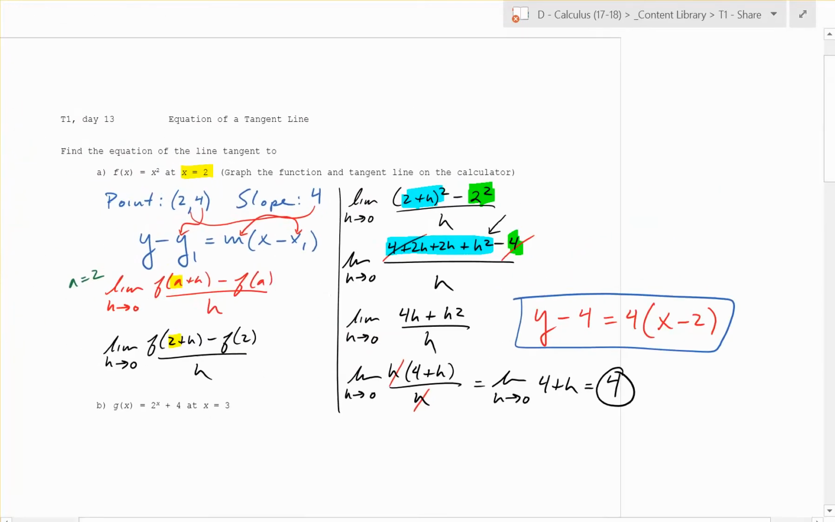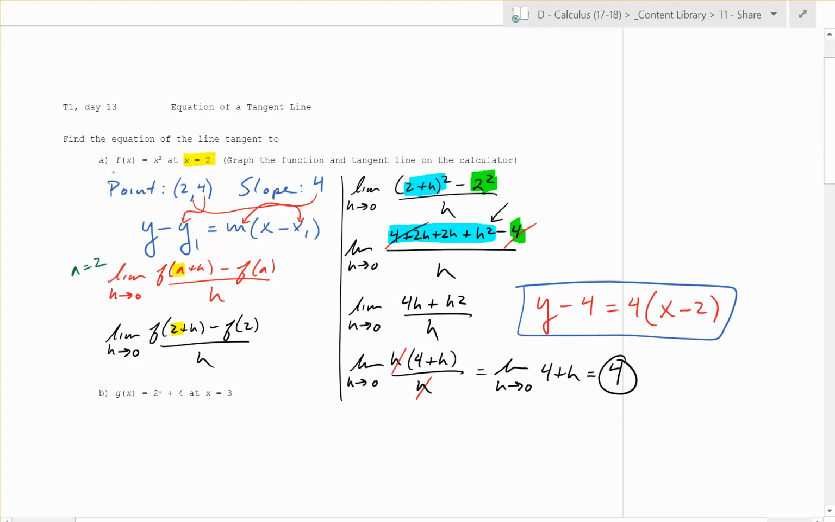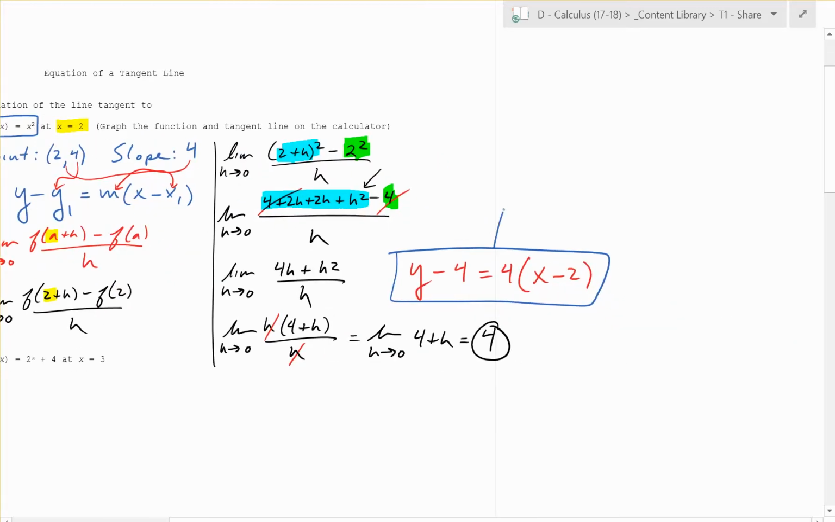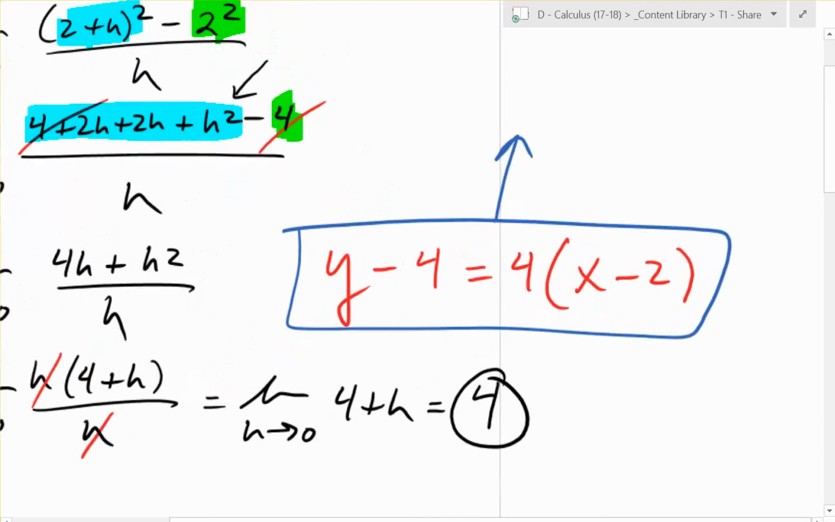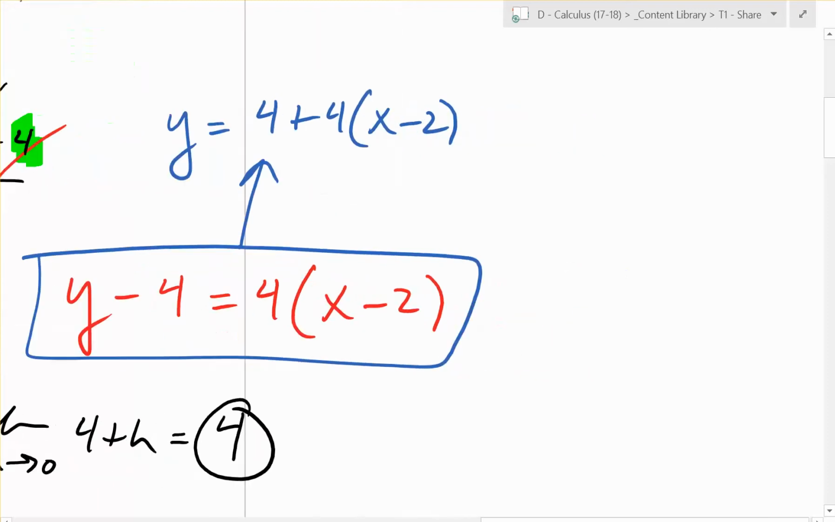This question asks us to do something else, which is graph the function and tangent line on the calculator. So we can just plug in f of x equals x squared into our calculator. This isn't quite in the right form to plug into our calculator. We need to put it in y equals form. So it's going to be y equals 4 plus 4 times x minus 2. And you can plug that into your calculator.